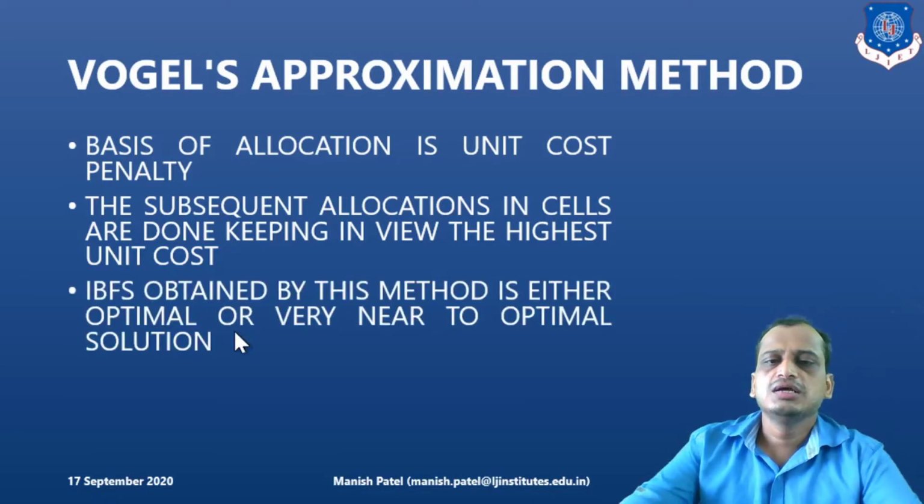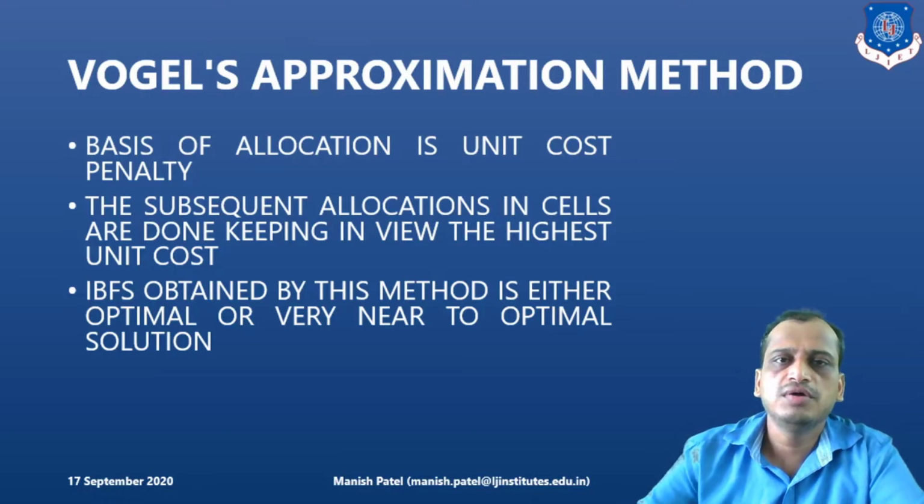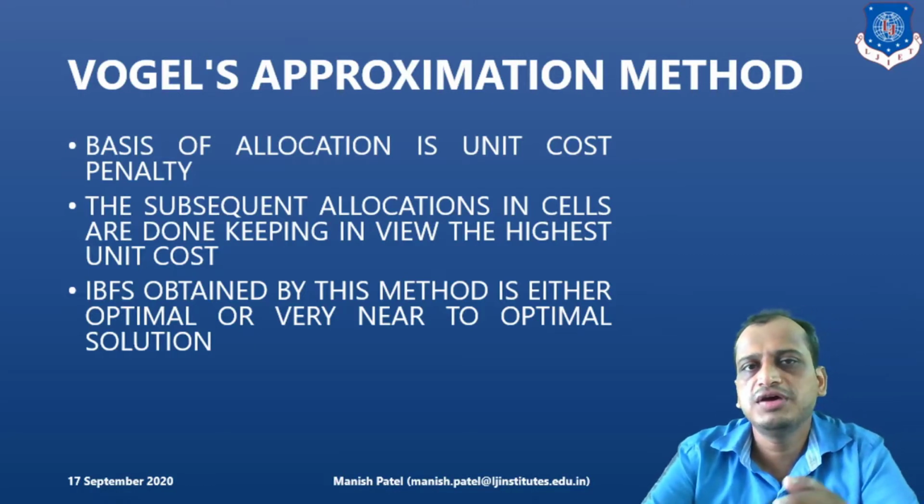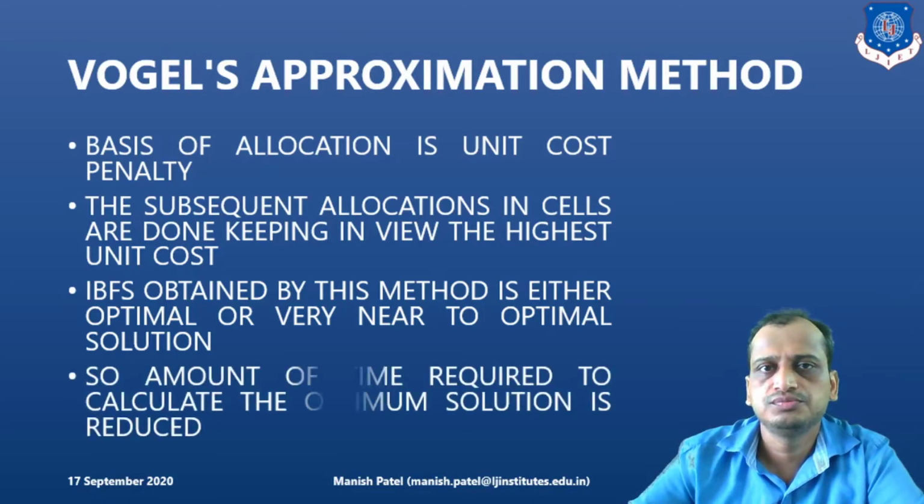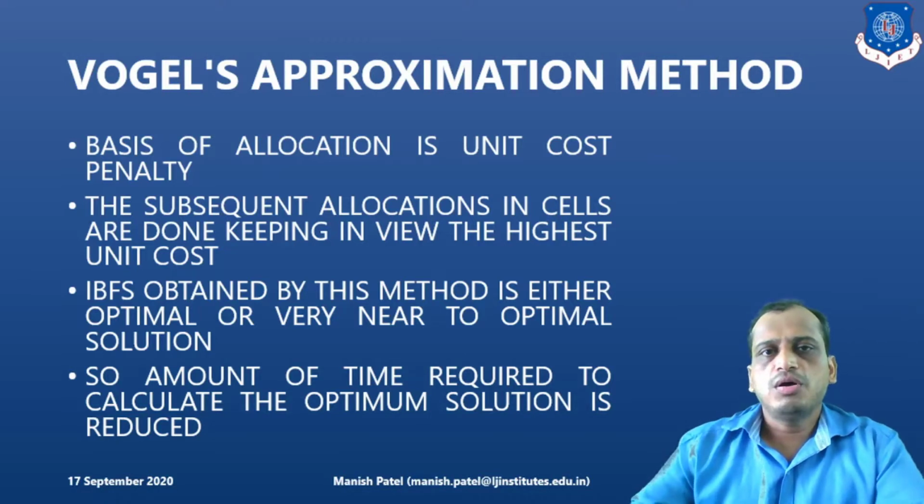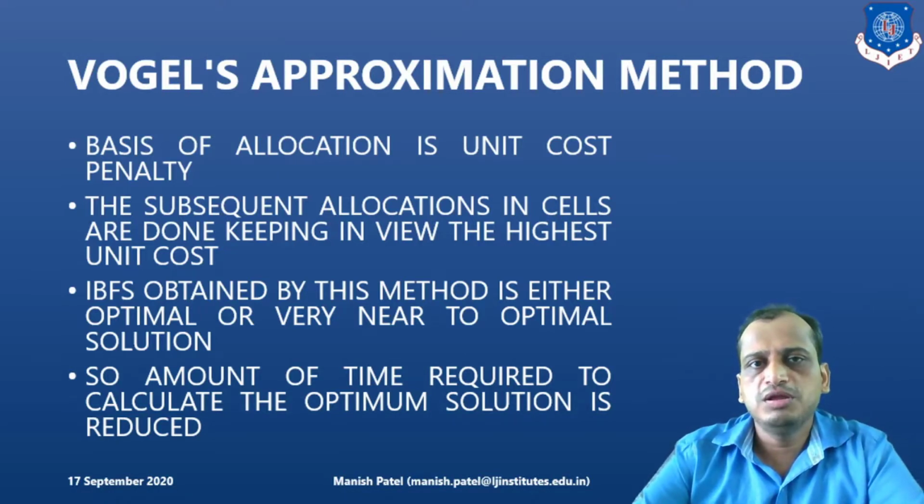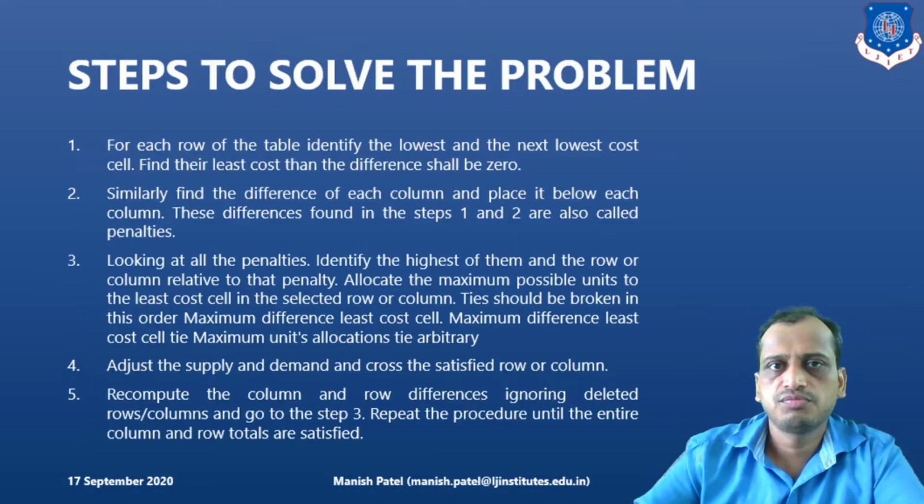Next, we will arrive at the initial basic feasible solution. And again, as I already told, the Vogel's approximation method solution is very near to the optimal solution. Right. And finally, the amount of time to find the optimal transportation cost is reduced because you arrive very close to the near optimal solution.